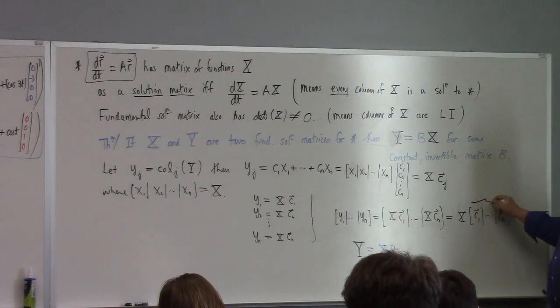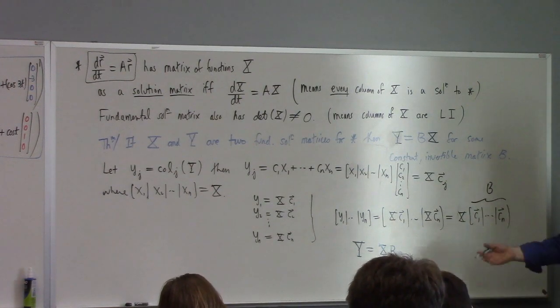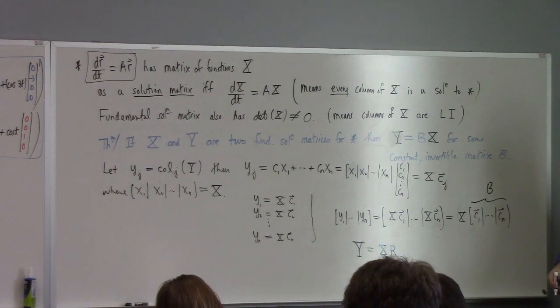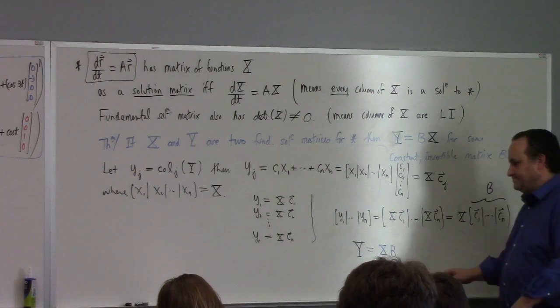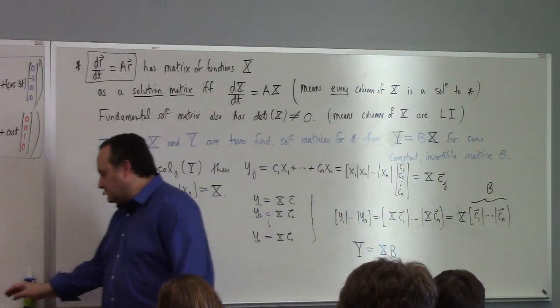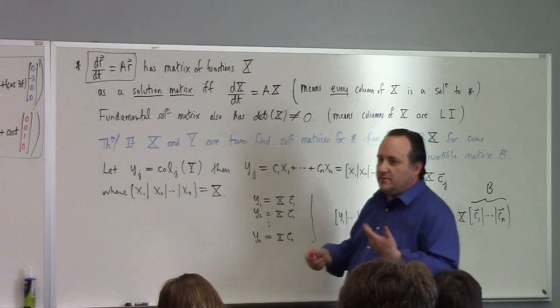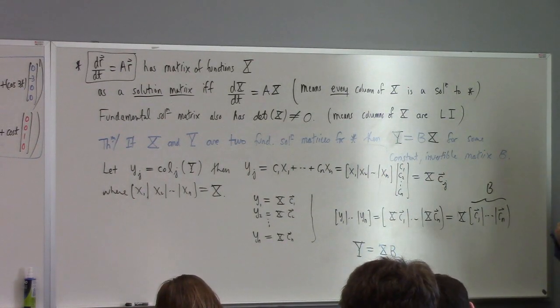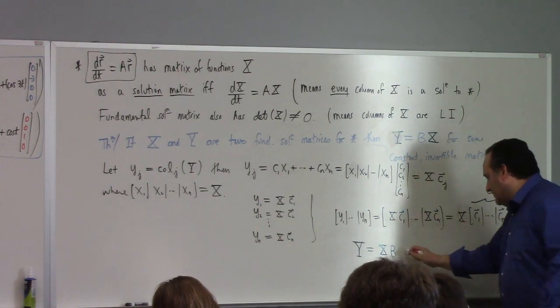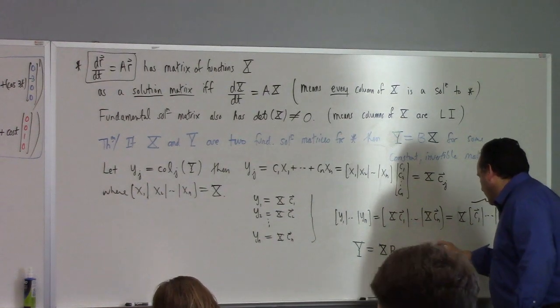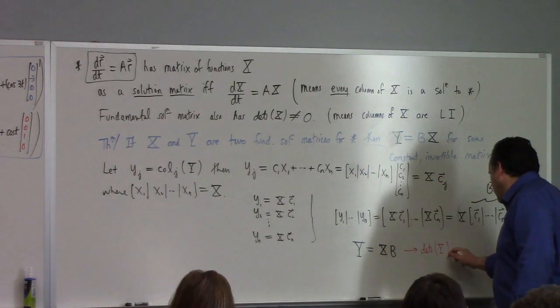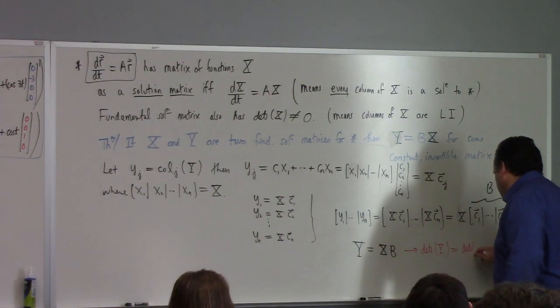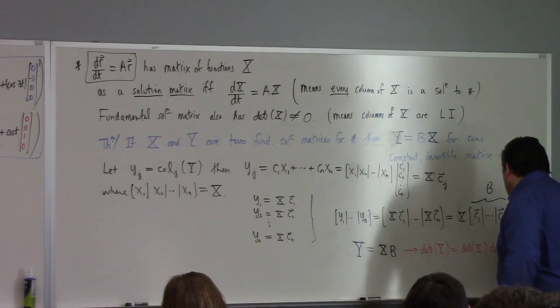Call this matrix B. Now, why is B invertible? One of the more important things we know about determinants is that the determinant of a product is the product of the determinants. So if I calculate the determinant of this equation, I get the determinant of Y is equal to the determinant of X times the determinant of B.